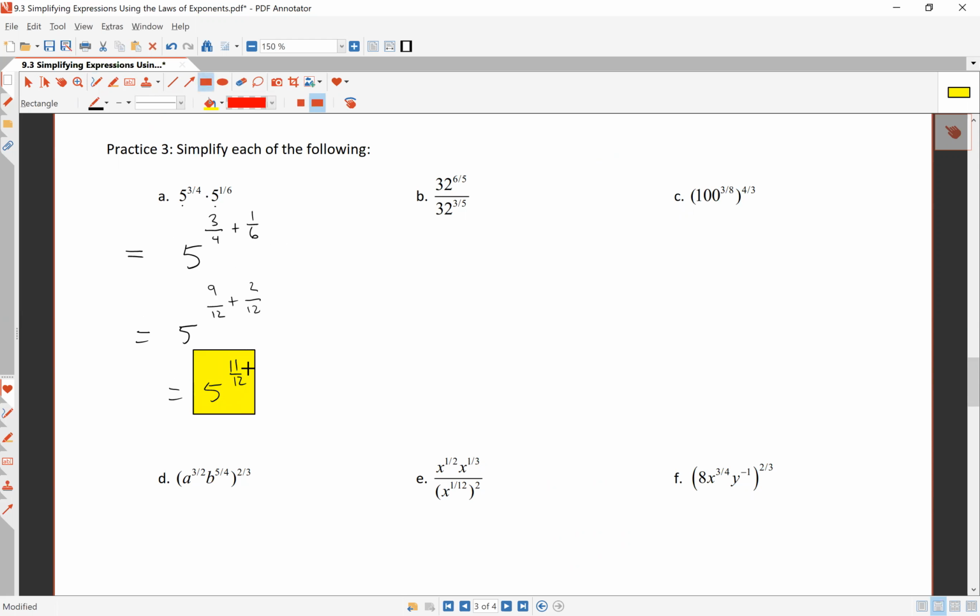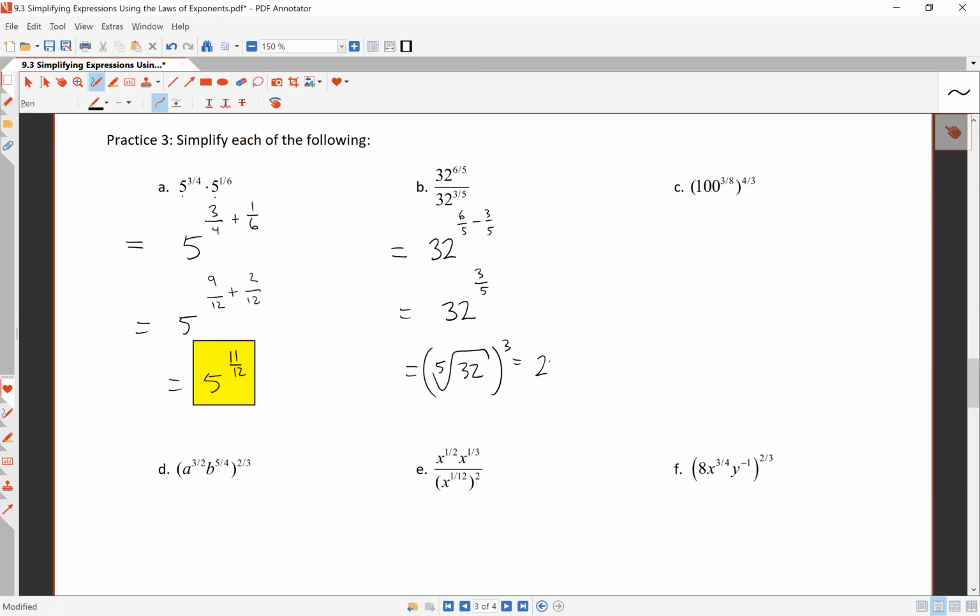Like bases and we divide, we subtract the exponents. 32 to the 6/5 minus 3/5. 6/5 minus 3/5 is 3/5. So we take the 5th root of 32 and cube that answer. 5th root of 32 is 2, and 2 cubed is 8.